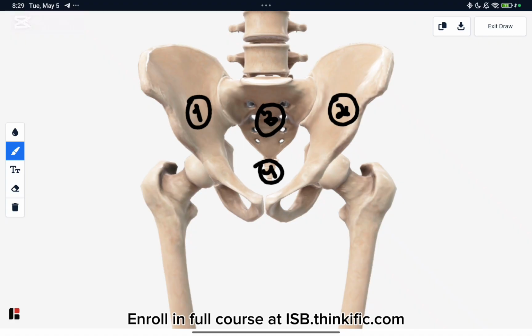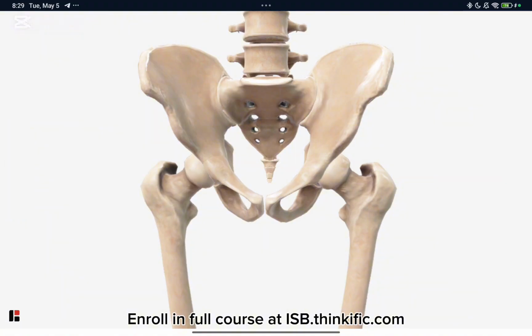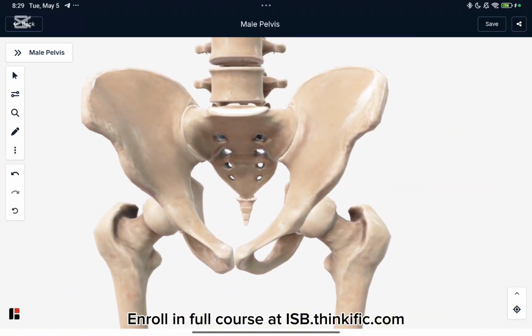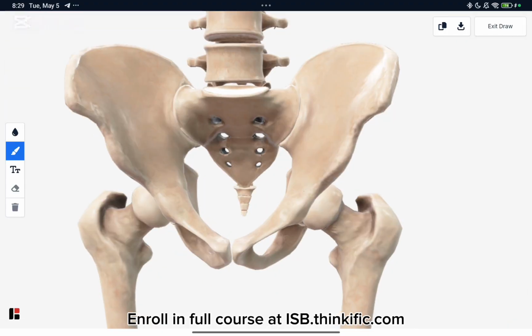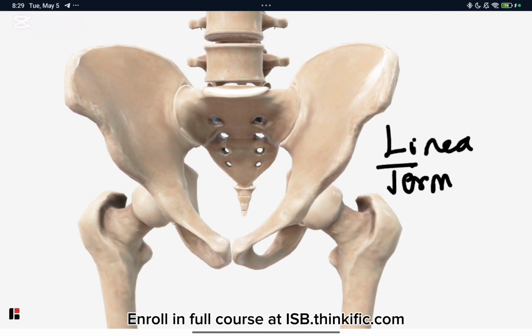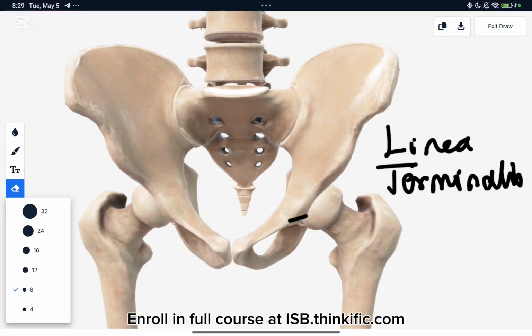The pelvis itself is divided into 2 sections. The pelvic cavity is divided into 2 sections. There is a line which we call the linea terminalis. I'm gonna have to use a thinner line. It's the thinnest, called linea terminalis. Right, it's a sharp edge of bone beginning anteriorly from here.